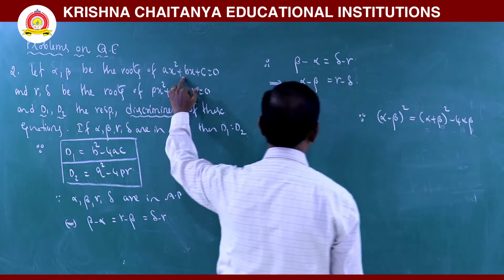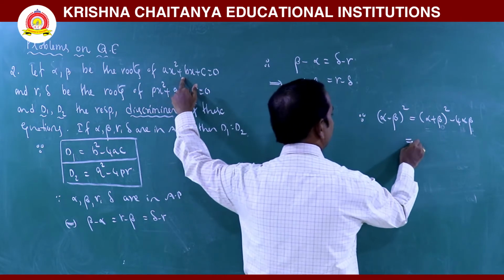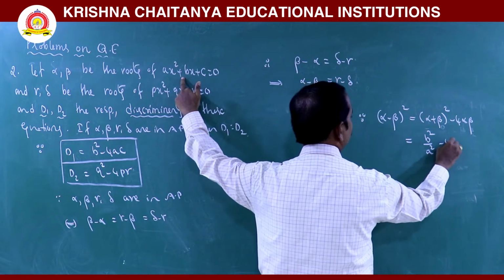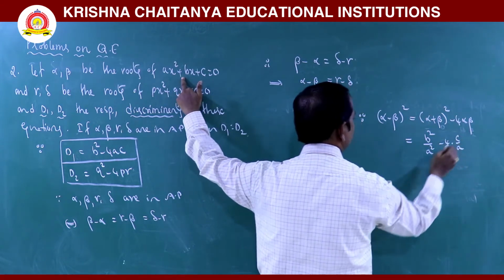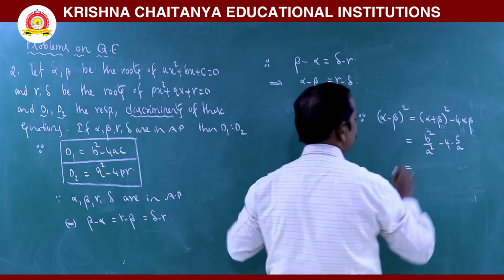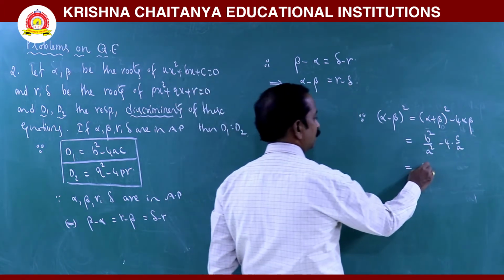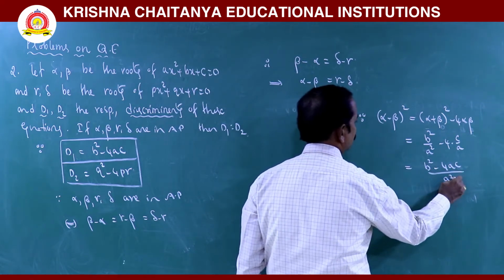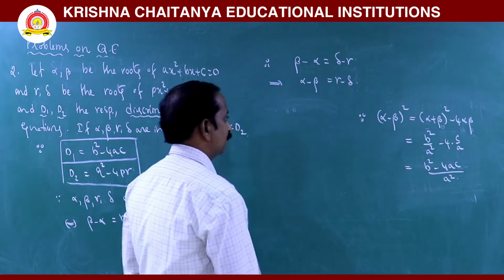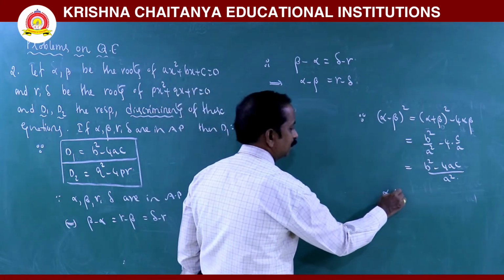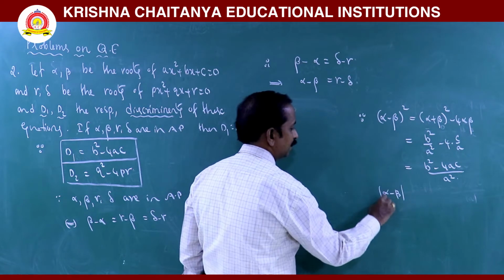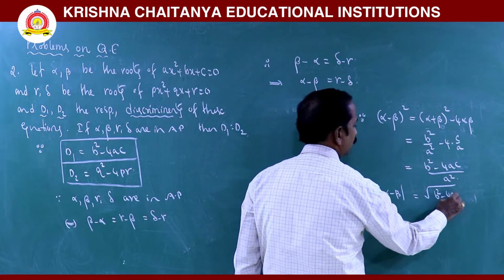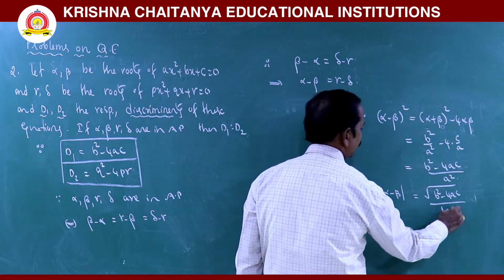Alpha plus beta is nothing but minus b by a. So I can write minus b by a whole square, meaning b square by a square, minus 4 into alpha beta, which is nothing but c by a. So for these two terms the LCM should be a square. So I can write b square minus 4ac divided by a square. Now from this we can calculate alpha minus beta, which is nothing but square root of b square minus 4ac whole divided by mod a.